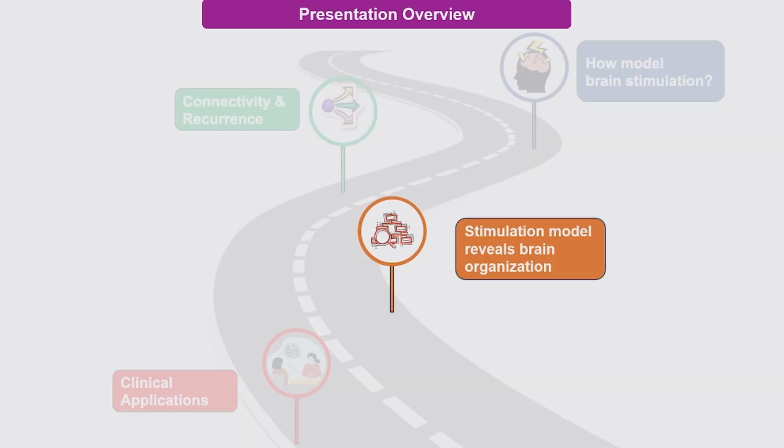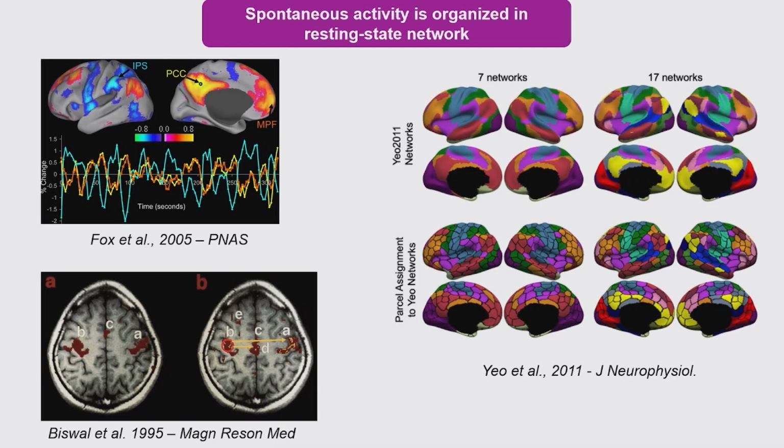Okay. So now I've shown you connectivity and recurrence, and I'm moving on to how we can use brain stimulation for unveiling brain organization. As you probably know, the spontaneous resting state activity is not completely by chance, but is well organized in what we call resting state networks.